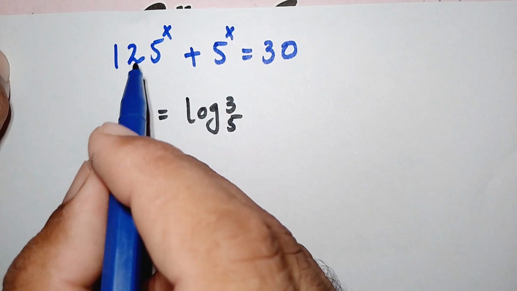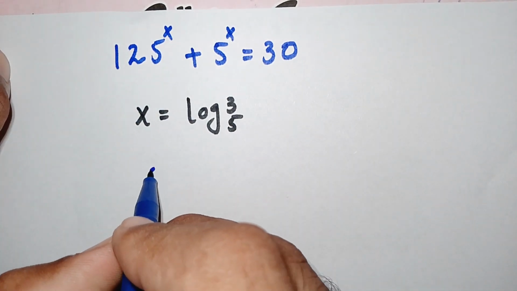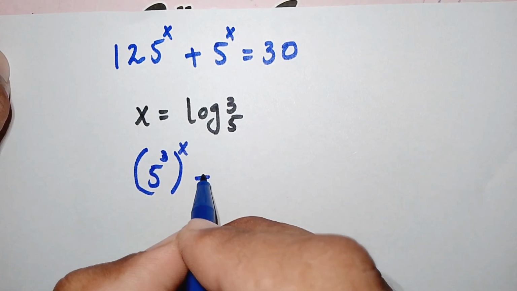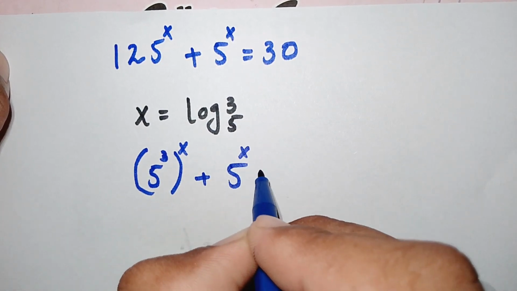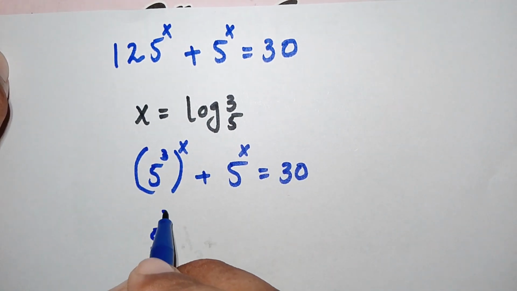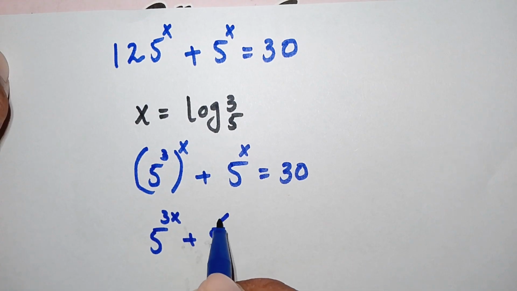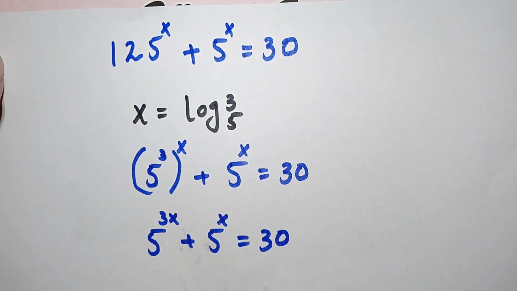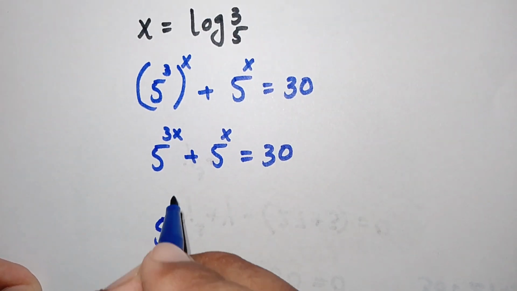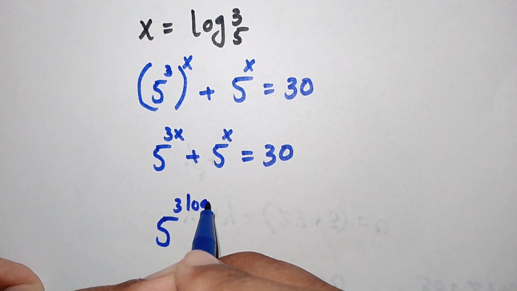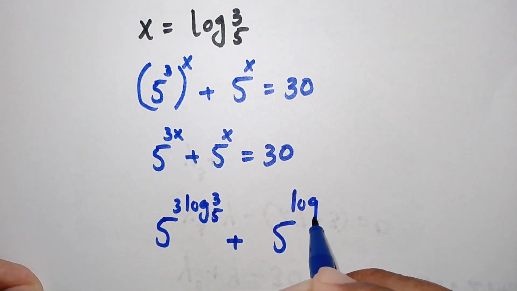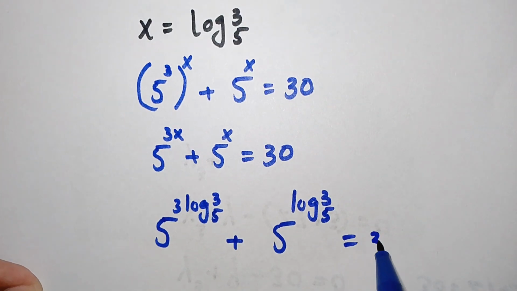So here the question is 125 to the power of x, so this can also be in the form of 5 to the power of 3, the whole to the power of x, plus 5 to the power of x, which is equal to 30. This will also become 5 to the power of 3x plus 5 to the power of x, which is equal to 30. Now in the next step, we have to put the value of x, so this will become 5 to the power of 3 times log of 3 with base 5 plus 5 to the power of log of 3 with base 5, which is equal to 30.